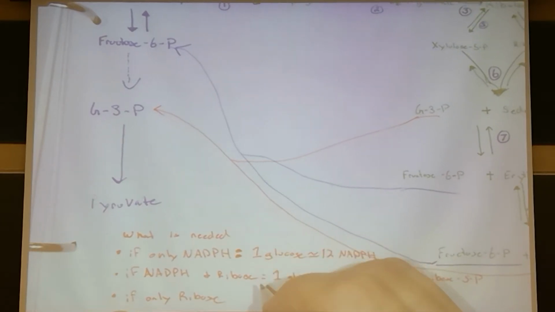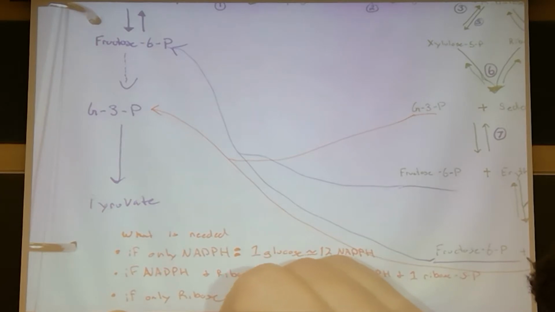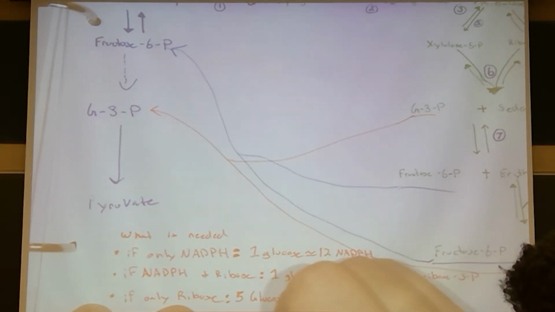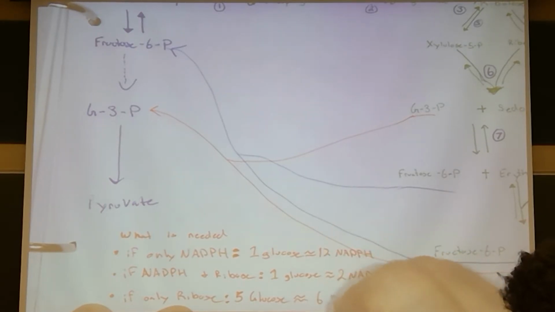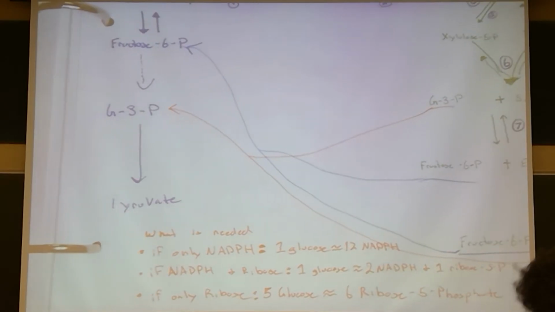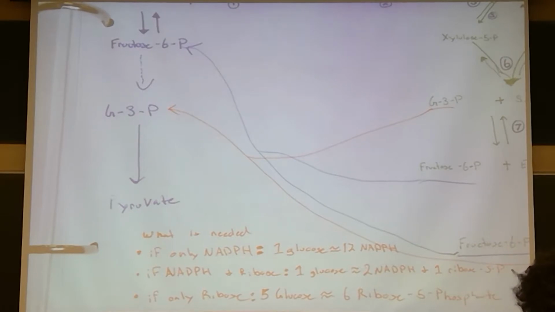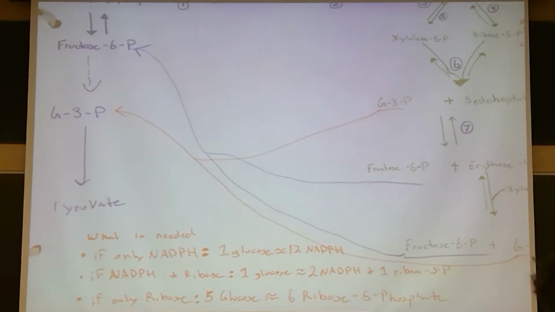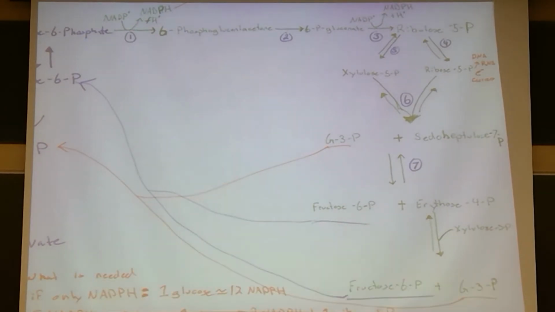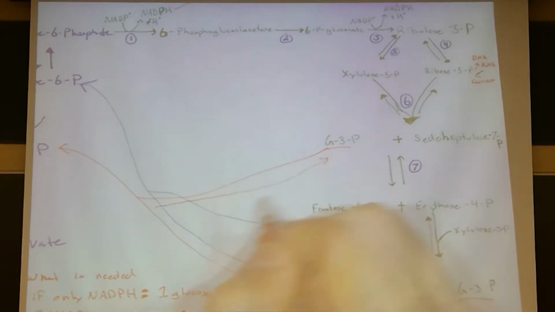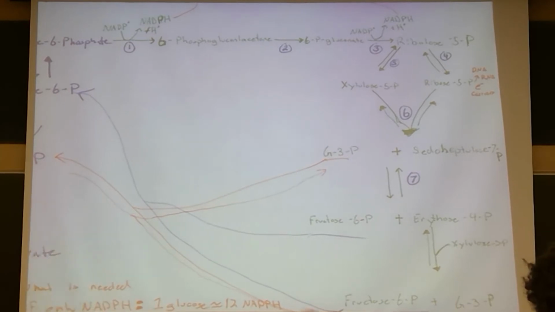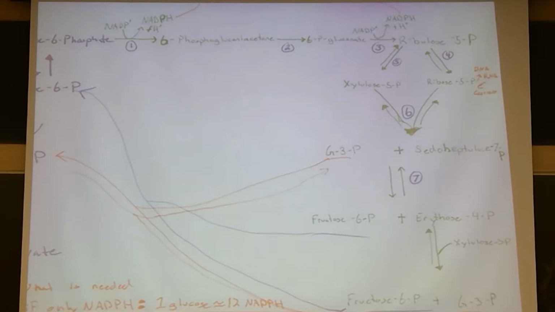Only ribose, this is where it gets weird. On average, 5 glucose yields about 6 ribose. And I told you, this is where it gets weird, right? Why? If we only need ribose, if we don't need to produce NADPH, all of a sudden you can imagine these reaction arrows are also reversible. So we can start pulling from glycolysis down further in the chain to come all the way up. These are also reversible.